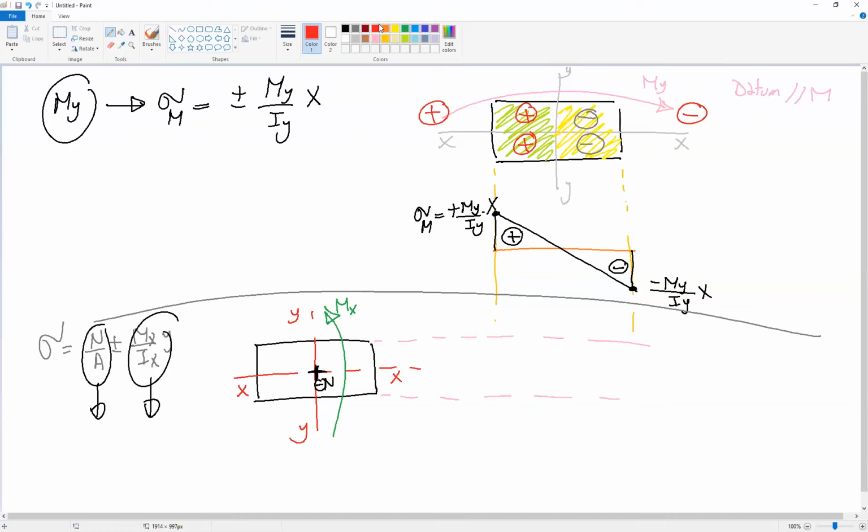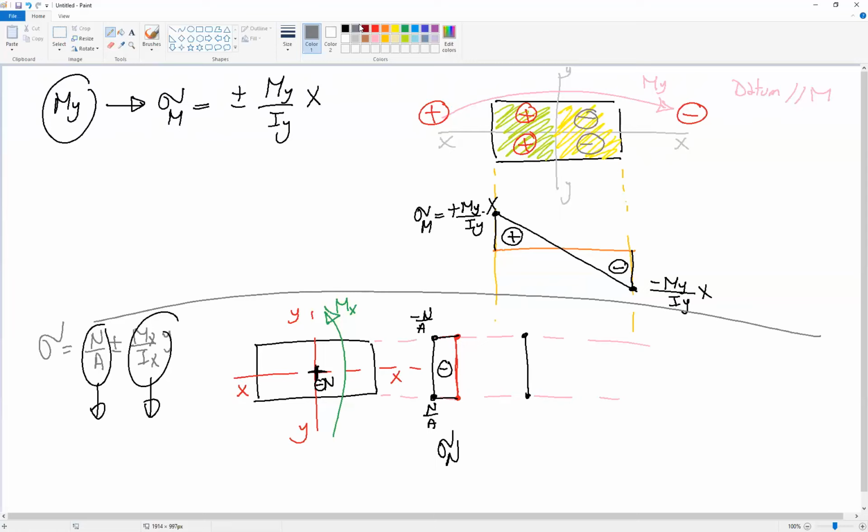Okay, if we want to draw the stress distribution for the normal force, we will have a datum, and the stress will be negative N by A, constant over the section. So this is the stress due to the normal force. Due to the moment, we have a vertical datum as well.